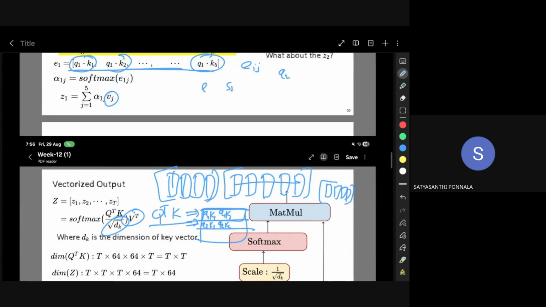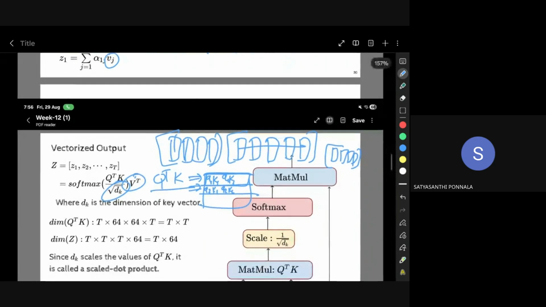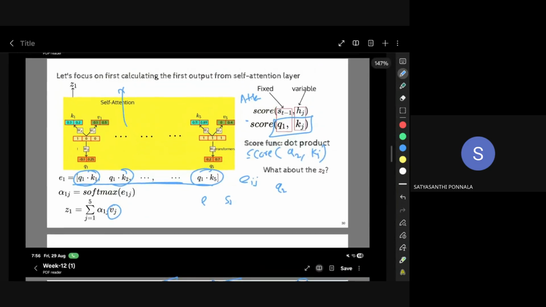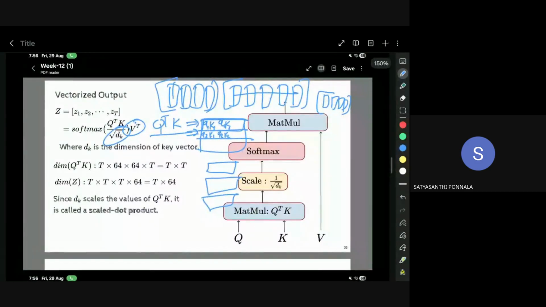So V transpose will also be in column form, so you have to make it row-wise, okay, and then you have to do this multiplication. So this final thing you get is the Z, the final Z output. In this, the attention is this much. The softmax part is called attention, but the whole output is the final output.